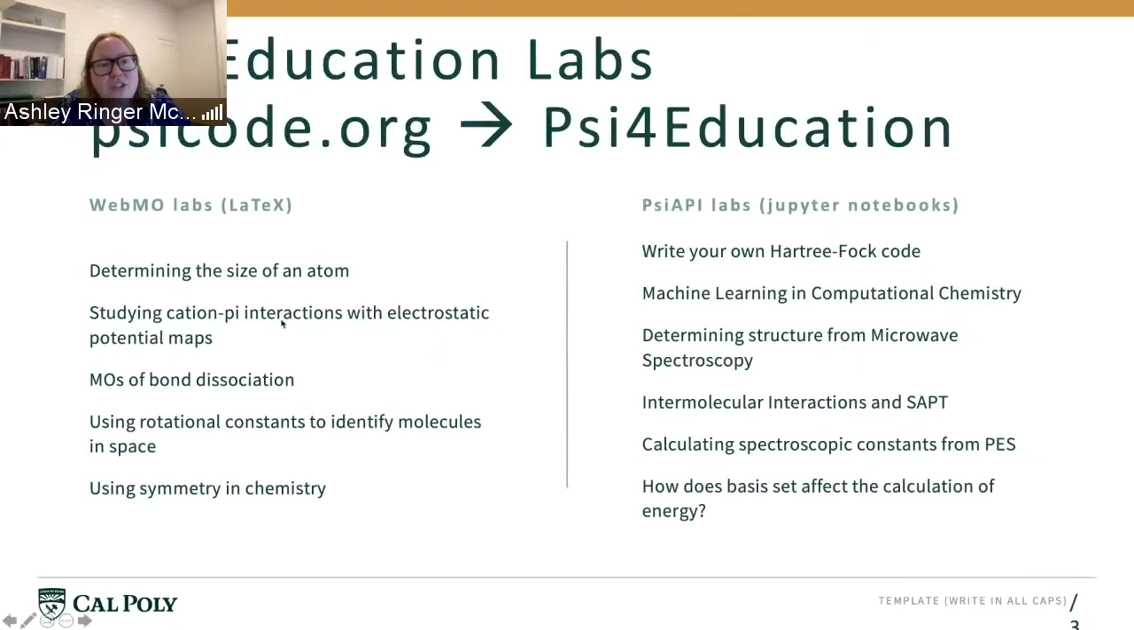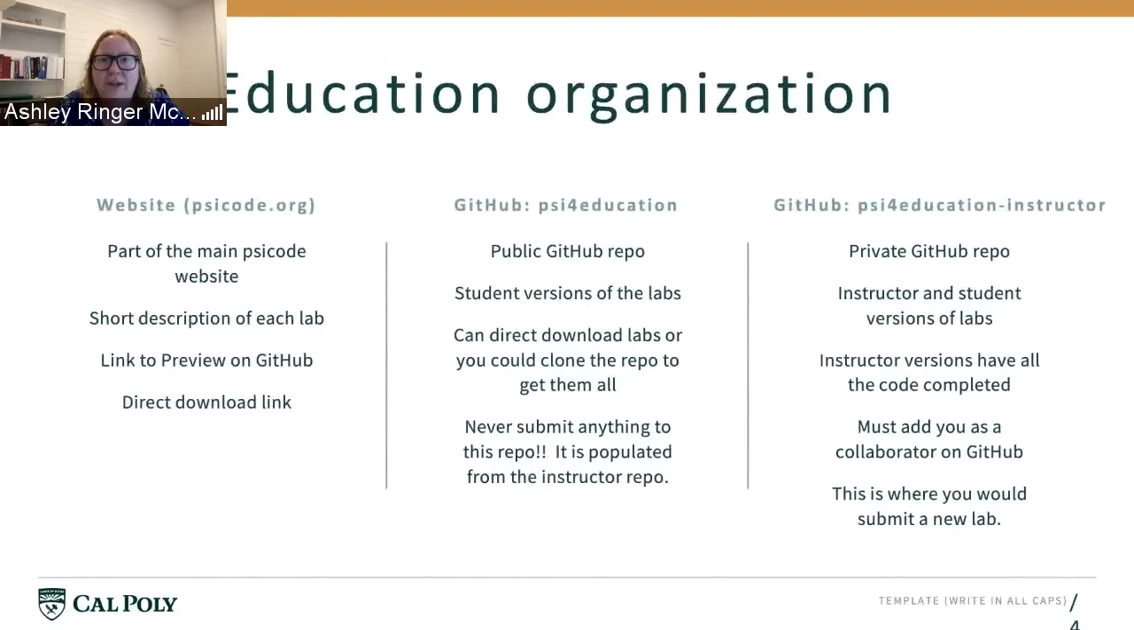So that's just some of our most popular labs, and that's how you can access them. And then the other thing I wanted to talk about briefly is how our materials are organized. When people mention some of these different GitHubs later, I wanted to make sure we were all on the same page. So we have our website at psicode.org, which is where people find out about us. As I showed you, there's a link to preview each lab on GitHub and a direct download link.